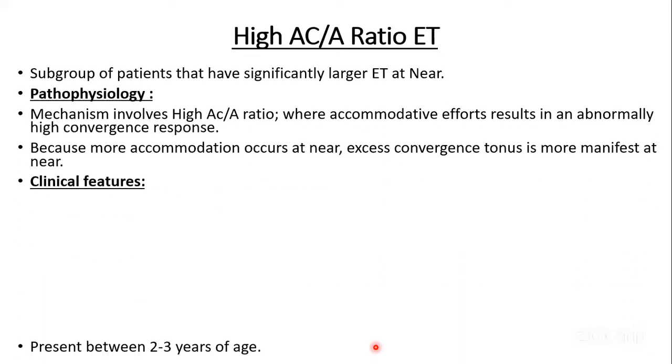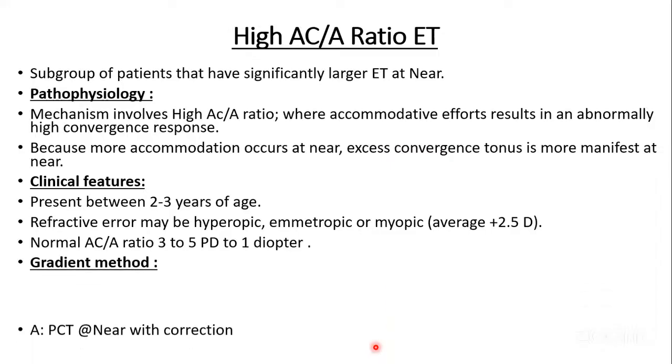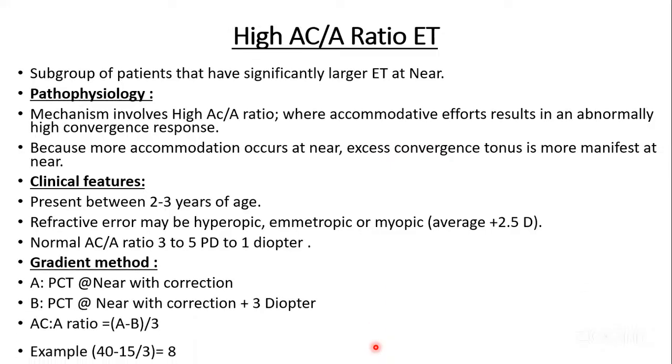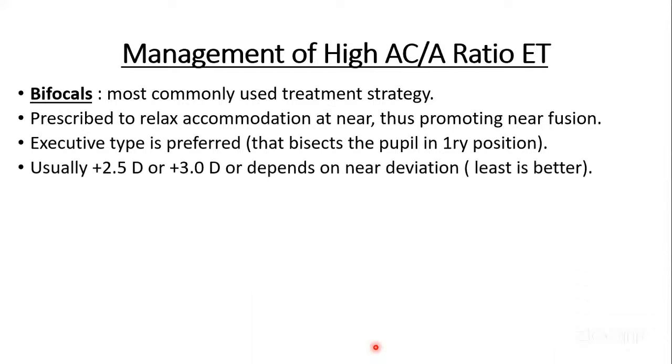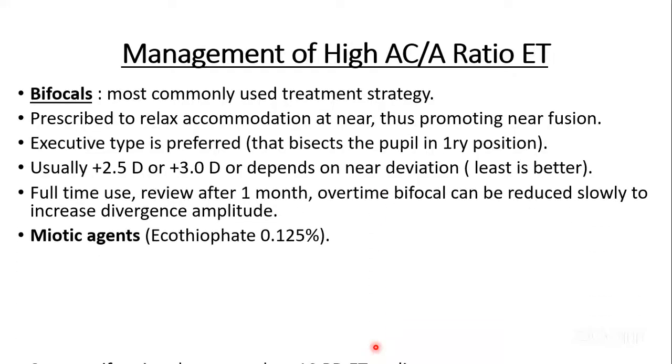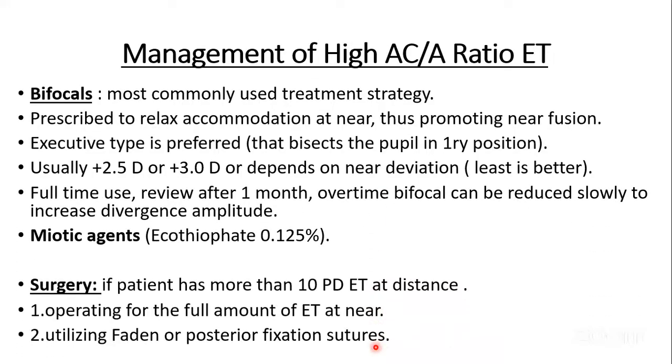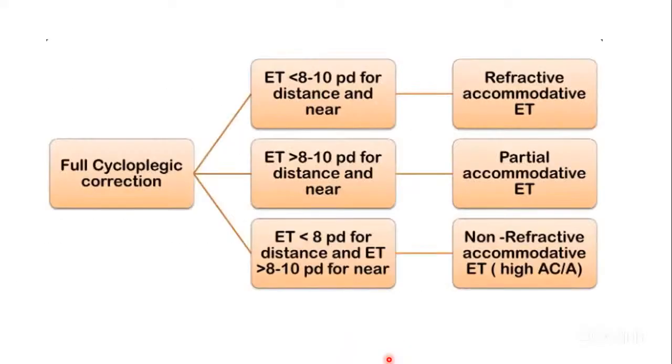So that is the same thing that we already mentioned. I will just go through it fast. As we mentioned, bifocals is a very important management option. If the patient is orthotropic or within 8 to 10 prism diopter at distance, then you can do the bifocal. If the patient has more than 10 prism diopter esotropia at distance with the glasses, then you will use surgery with Faden. That is the summary.